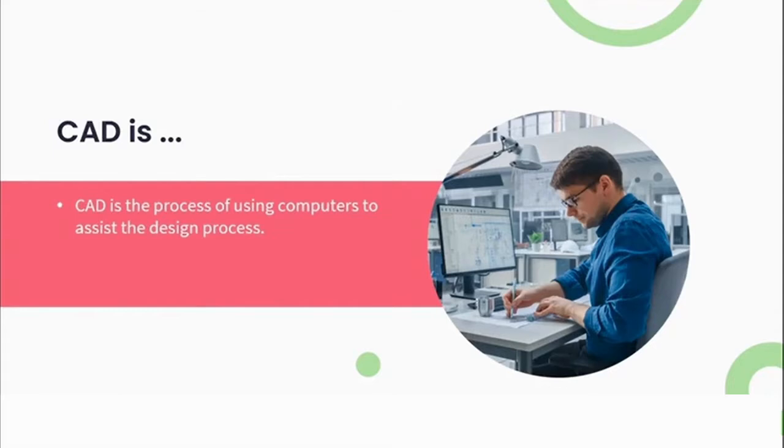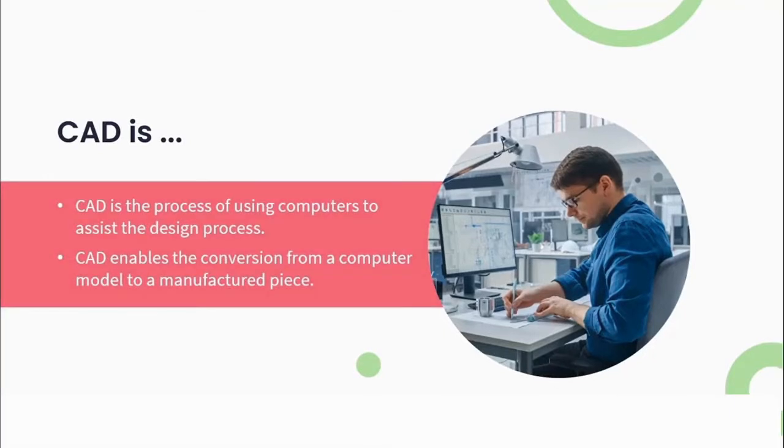With the help of CAD software, a designer can create models in an imaginary space, allowing the designer to visualize all the different properties of that design, providing detailed description about the components and graphical formats. Most importantly, however, CAD enables the conversion from a computer model to a manufactured piece. So it allows us to take the ideas from our brains, import them into the computer, and then recreate them into reality. So super exciting.